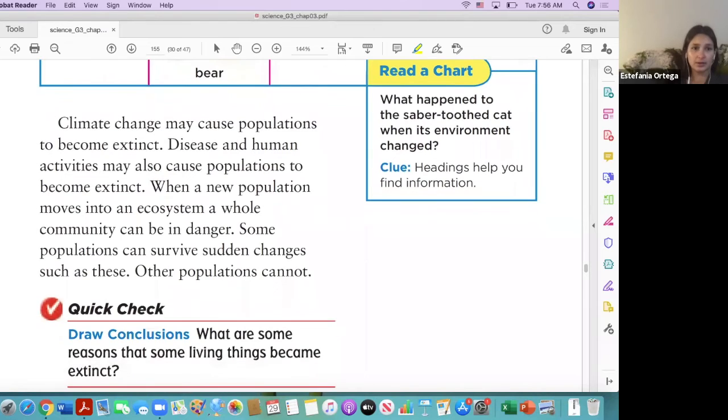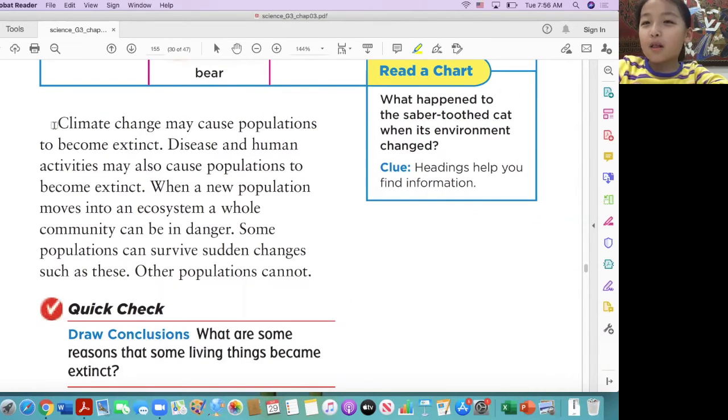Okay, so go ahead and read this, please. Climate changes may cause populations to become extinct. Disease and human activity may also cause populations to become extinct. When a new population moves to an ecosystem, a whole community can be in danger. Some populations can survive sudden changes such as these. Other populations cannot.